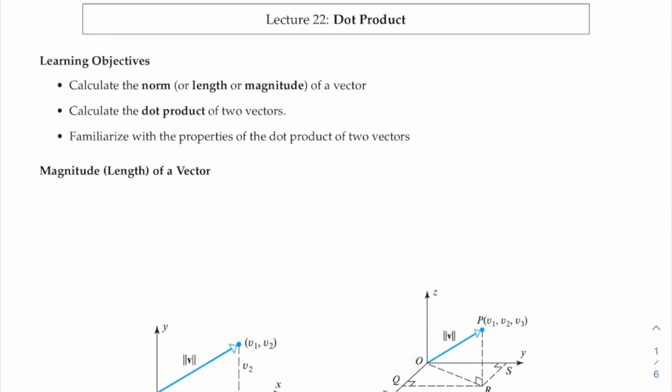of a vector. We're going to calculate the dot product between two vectors and later learn the relationship between the angle formed by the two vectors. And then at the end, we're going to familiarize ourselves with the properties of the dot product of two vectors.